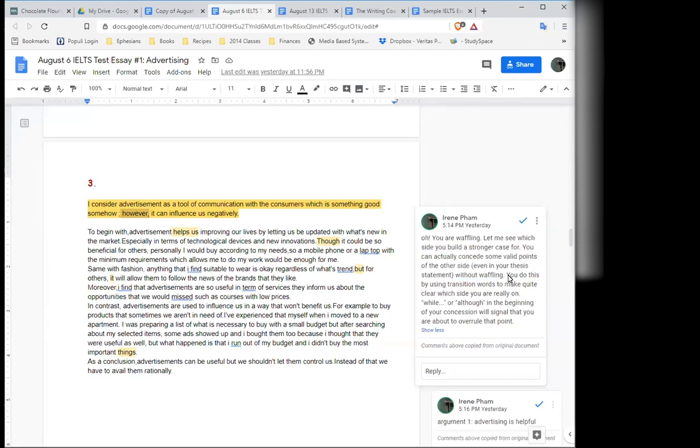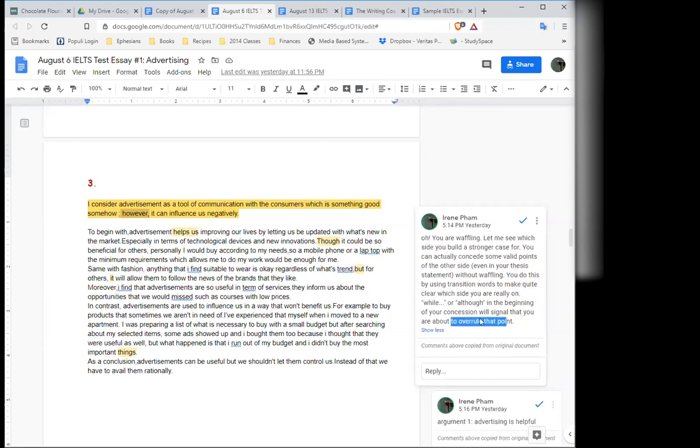You can do this, you can waffle, you can concede the other side, the valid points of the other side without waffling by using transition words to make quite clear which side you are really on. So using while or although instead of however, that is a better choice. That shows your reader that you are about to overrule that point.